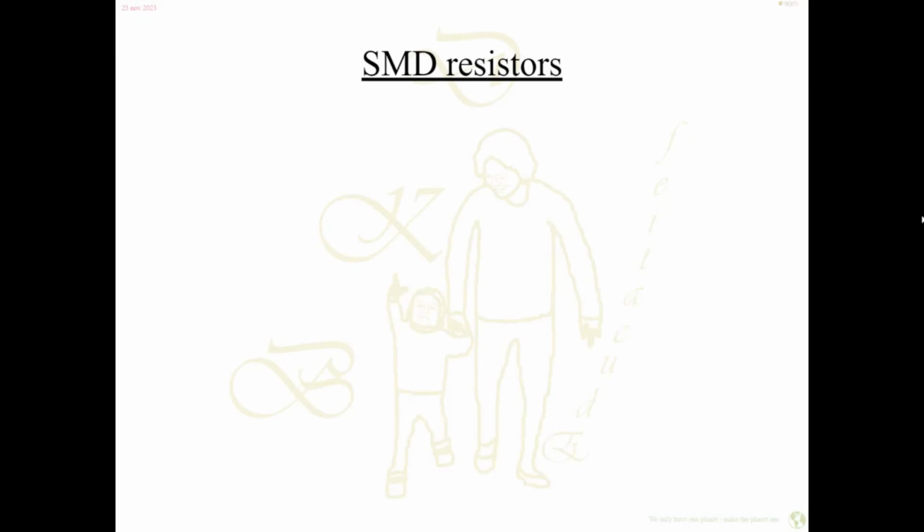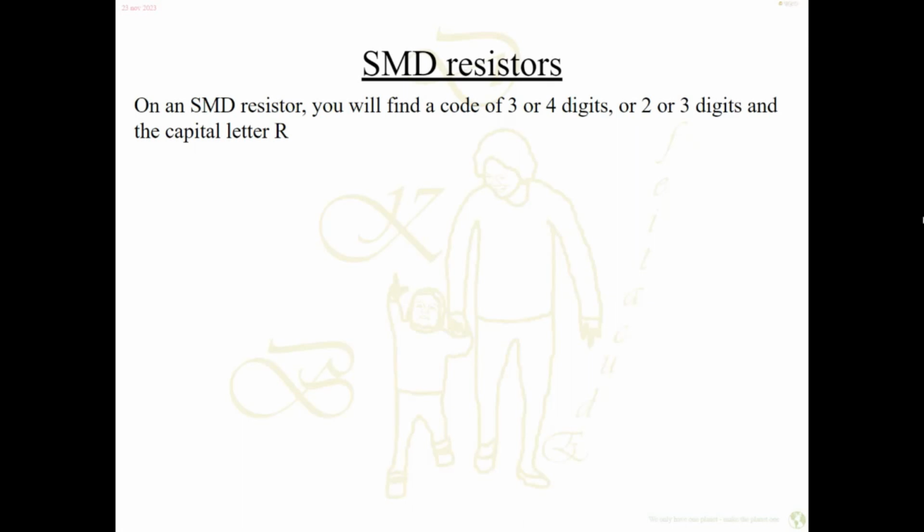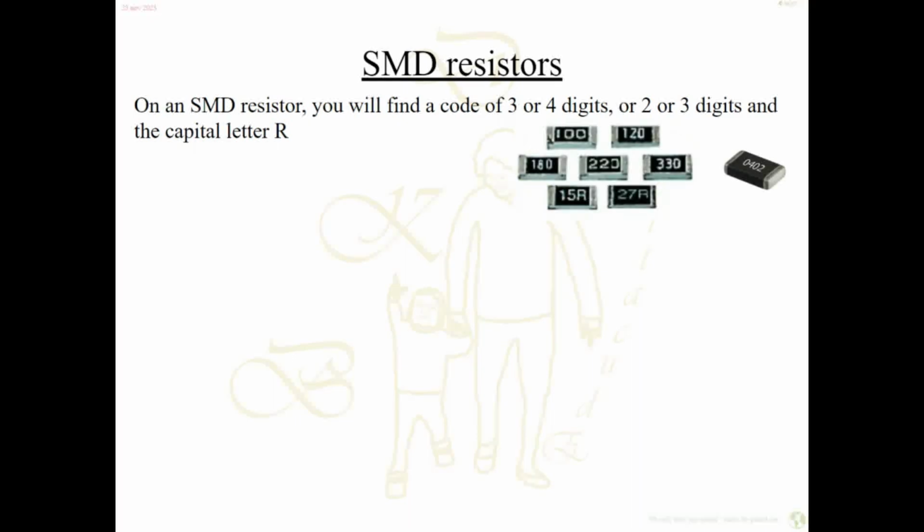First, the surface mount resistors. They're very small. And there's a code on them. Also a written code, of 3 or 4 digits, or in other cases, 2 or 3 digits with a capital letter R. And here you see a few examples of them. They don't have mounting sticks, so no piece of metal sticking out, just a little bit of metal on the sides to which you can solder a wire. And they're about 2-3 millimeters in size.